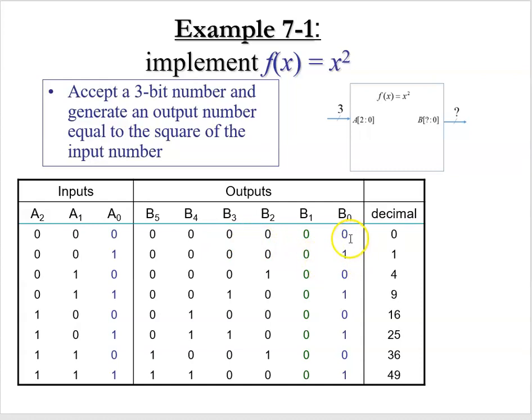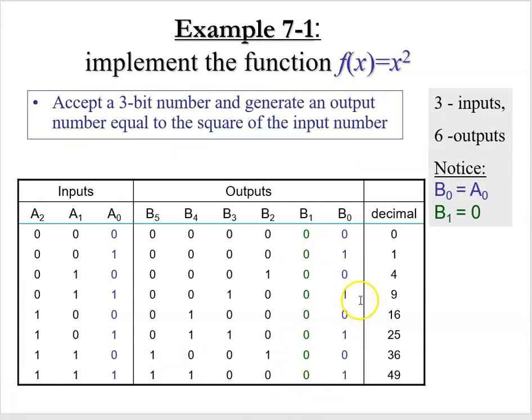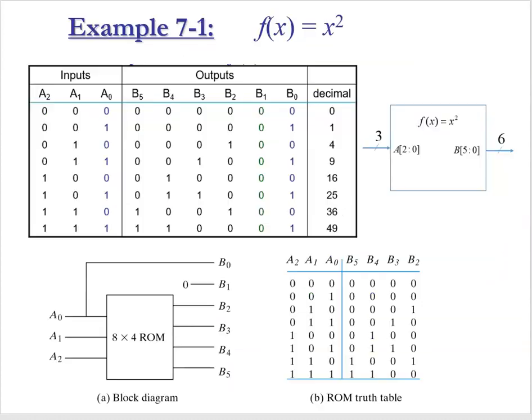If we look here at B0, B0 looks like it's exactly the same as A0. So we don't necessarily need to put this into the ROM. If we look at B1, B1 is 0 all the time. So we don't necessarily need to put that into the ROM. So we need 3 inputs and 6 outputs to our function. But since B0 is A0 and B1 is equal to 0, we don't need them in our ROM. So instead of using an 8 by 6 ROM, we can use an 8 by 4 ROM.